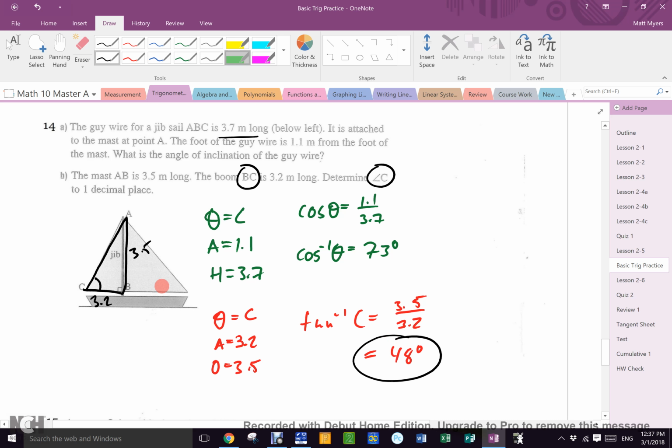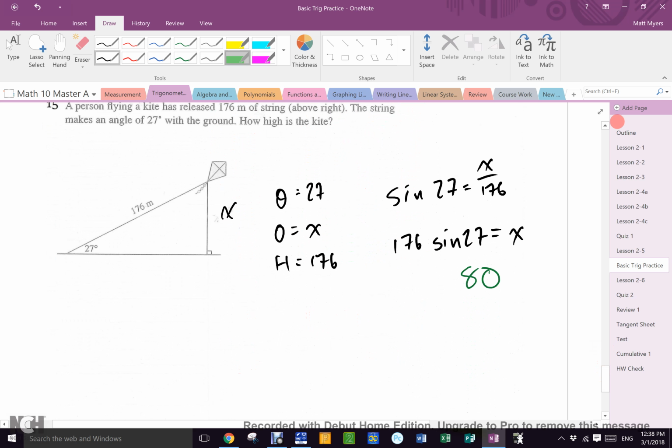Now, if you went over here and you made this 3.2, you're still going to get 48 because you're still doing opposite over adjacent. But I did it on purpose to see how many people would continue to use the same triangle, because that's what you were supposed to do. But if you did it over here, you're going to get the same answer, because still opposite is 3.5 and adjacent is still 3.2. Yeah?